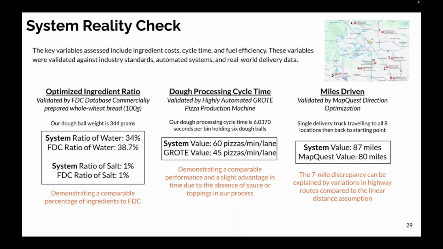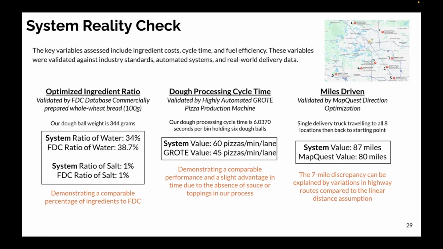In the middle, the Grote pizza machine validated our dough process cycle time. Our system achieved 60 pizzas per minute per lane, which slightly outperformed Grote's 45 pizzas. The slight delta can be explained by our system not including a sauce or toppings area, allowing us to output more pizzas.